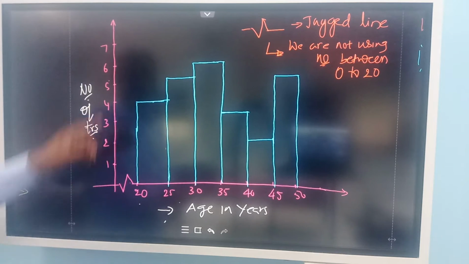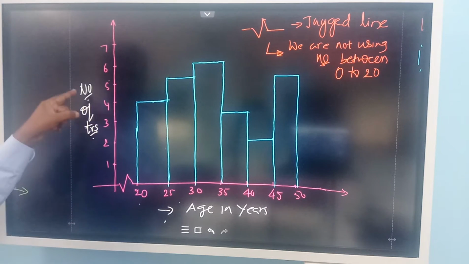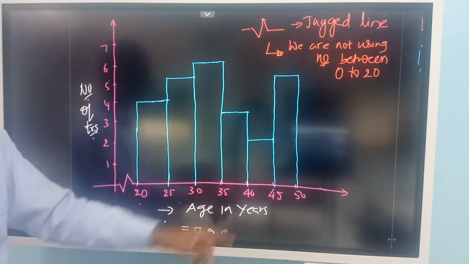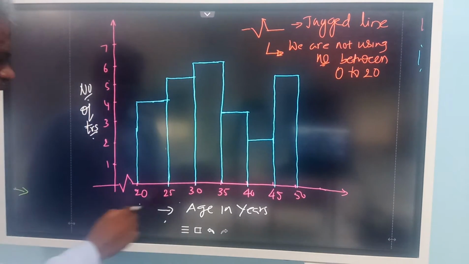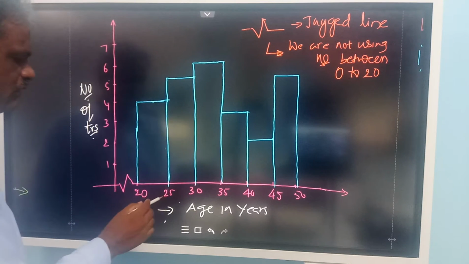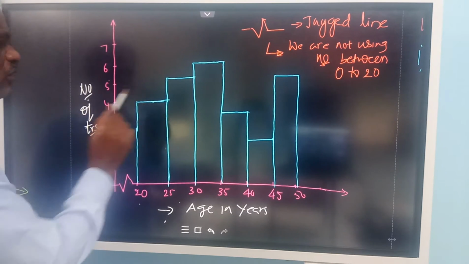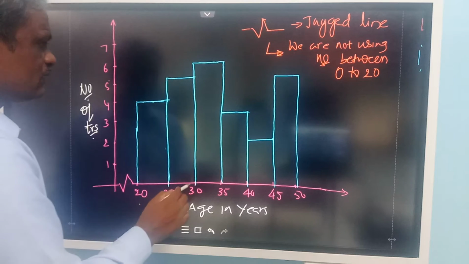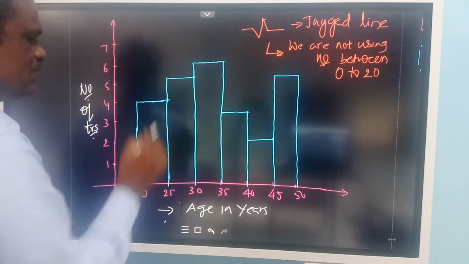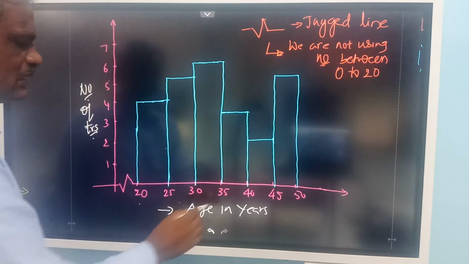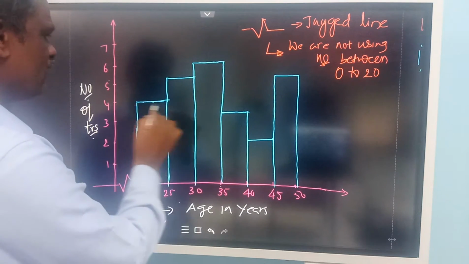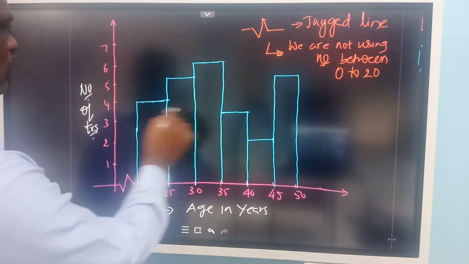One thing you have to observe, along the vertical line we have taken the number of teachers and their ages. Ages are, look at this, 20 to 25 years range, we have 4 teachers. 25 to 30 years of age, we have 5 teachers. 30 to 35 years of age, we have 6 teachers. 35 to 40 years of age, we have again 4 teachers.